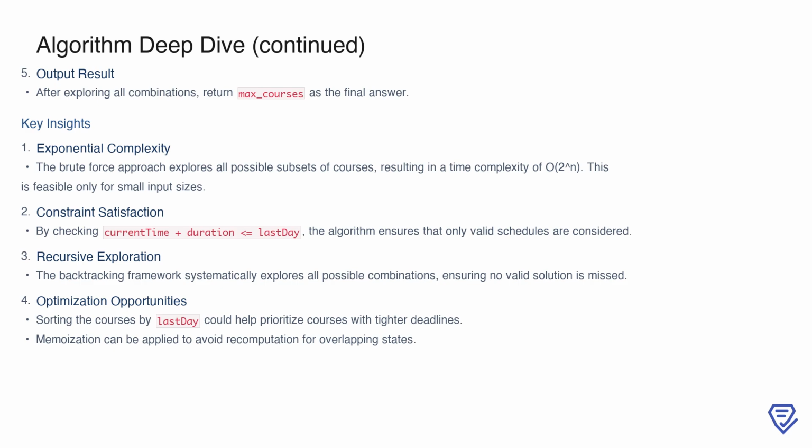Despite its limitations, this approach provides valuable insights. For example, the constraint current time plus duration equals last day ensures that only valid schedules are considered, while the backtracking process guarantees that no possible combination is missed. Moreover, there are opportunities to optimize this approach. Sorting the courses by their deadlines can help prioritize those with tighter constraints, and techniques like memoization can reduce redundant calculations for overlapping states. These insights pave the way for more efficient algorithms.